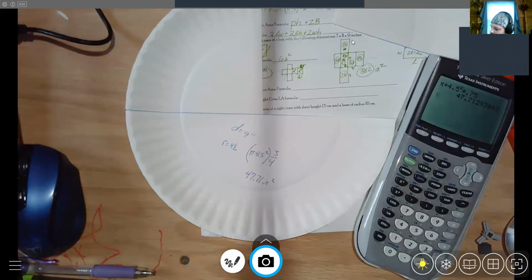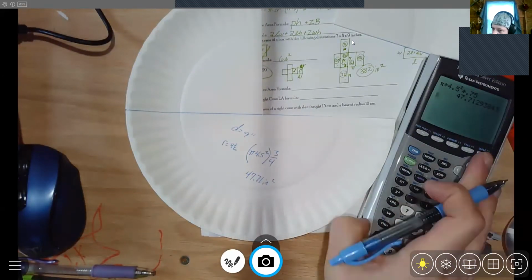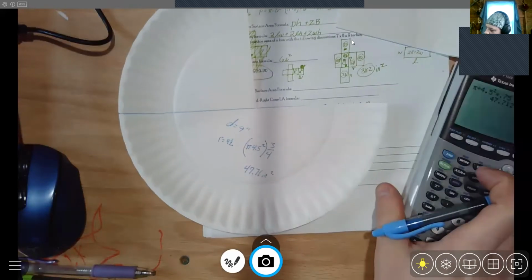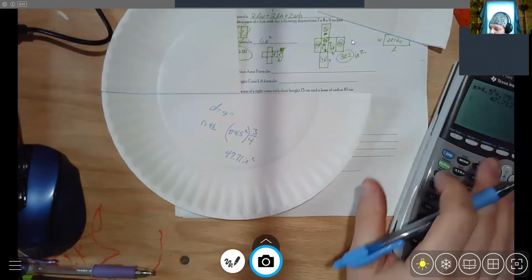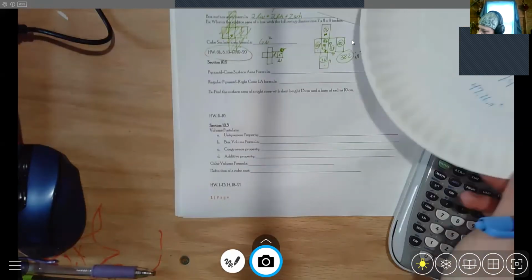Okay. And then we'd have to find the area of the base to find the surface area. And that's a little tricky. So we're going to hit the pause button on that just a second.